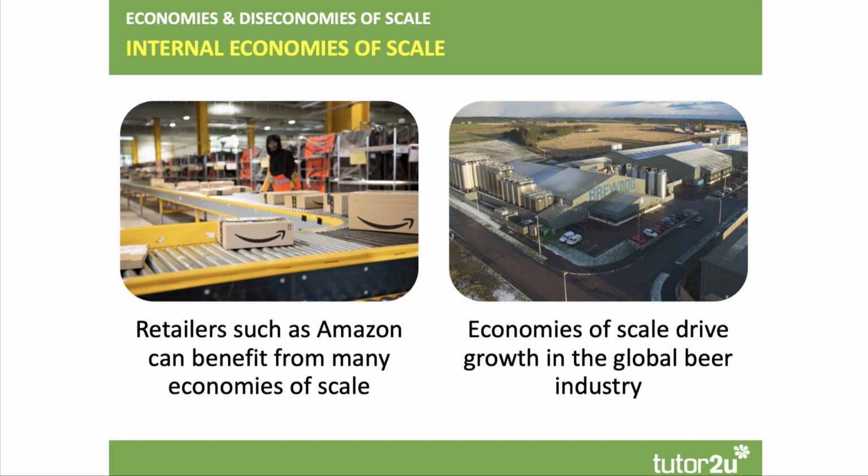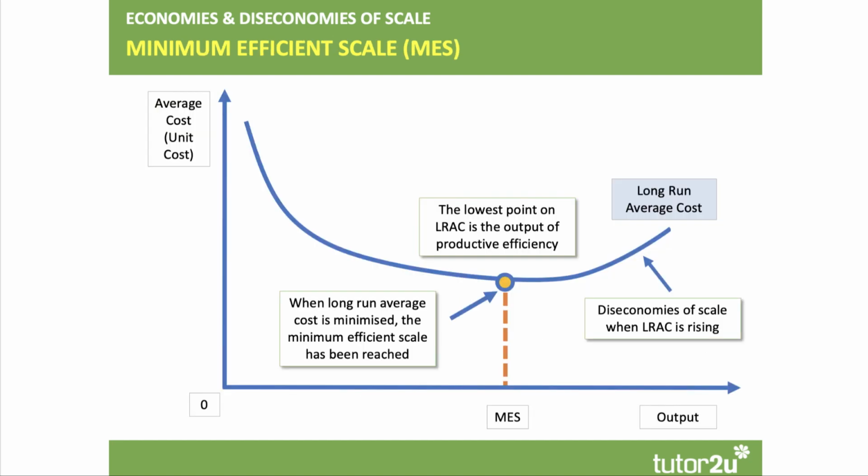It's very clear that businesses can harness big economies of scale in many fast-changing markets and industries, ranging from Amazon all the way through to the growth of the global beer industry, including my own favourite, BrewDog. Well, with economies of scale, of course, you're moving down the long-run unit or average cost curve. And minimum efficient scale is an important concept here. Minimum efficient scale is when long-run average cost is minimised. You've reached the lowest point on the long-run average cost curve, and that is the output of long-run productive efficiency.